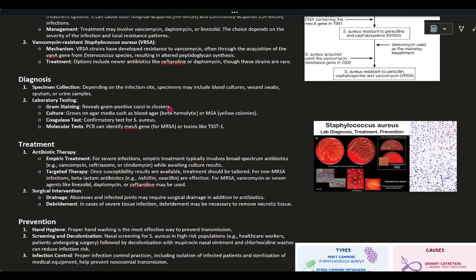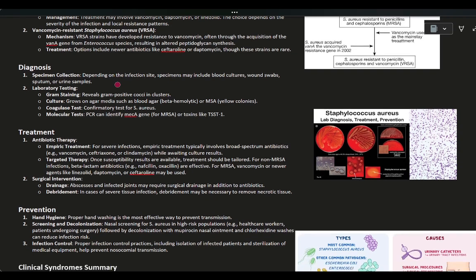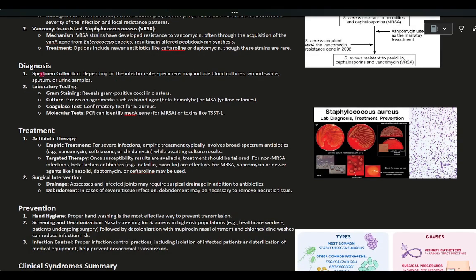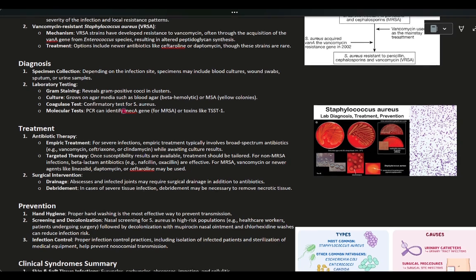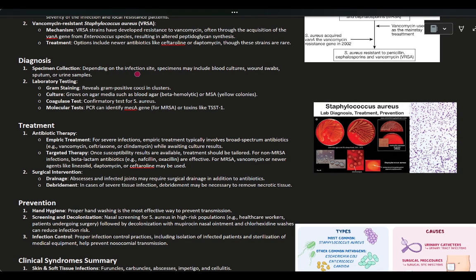So how do we diagnose infection from Staphylococcus aureus? First, we need to do a specimen collection. Specimens may include blood cultures, wound swabs, sputum, urine samples, etc., depending on the infection site.